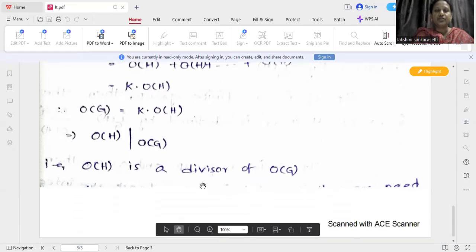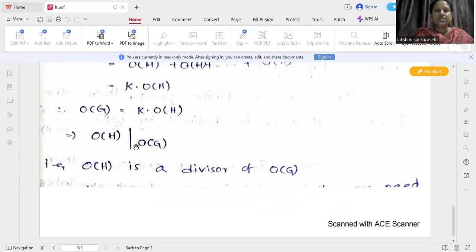Using the definition of divides, when a number divides another number, then that other number can be expressed as the order of H times k. Hence, the order of H is a divisor of the order of G. That is the proof of Lagrange's theorem. Thank you.